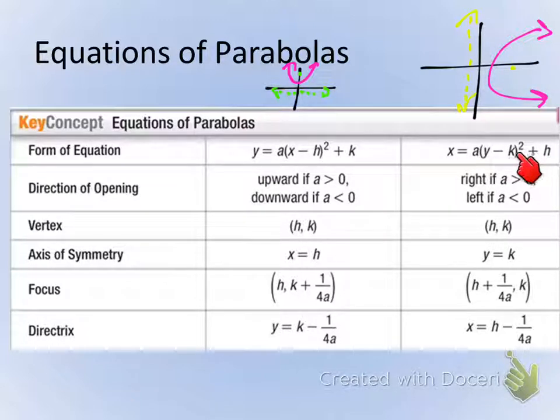Your h and k still mean the same, because your vertex remains (h, k) no matter what. See how these are the same on your vertex for both of them? So h and k still mean the exact same thing. It's just in which one you're talking about it with: whether it's x equals a, y minus k on the inside and h on the outside, or x minus h on the inside and k on the outside.